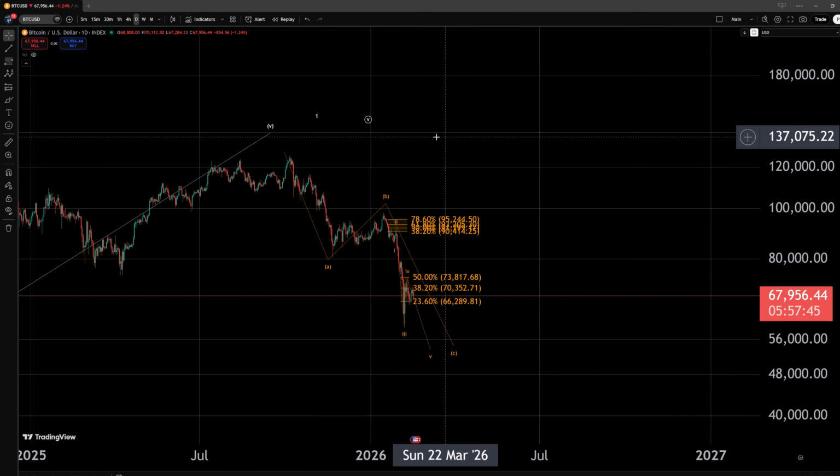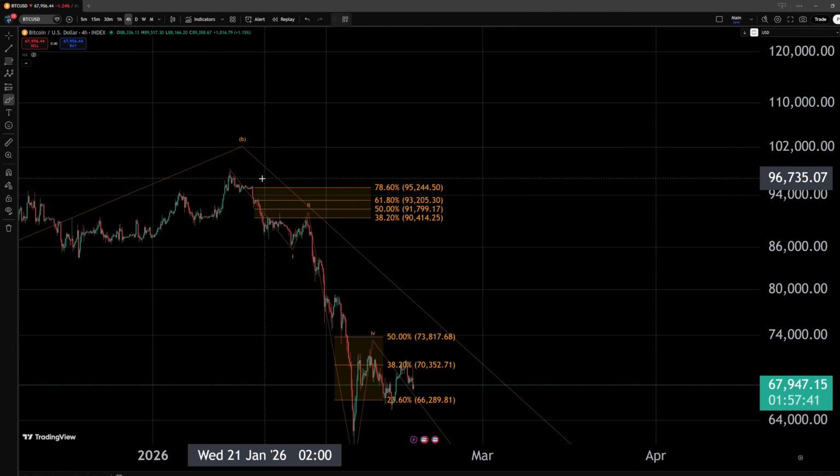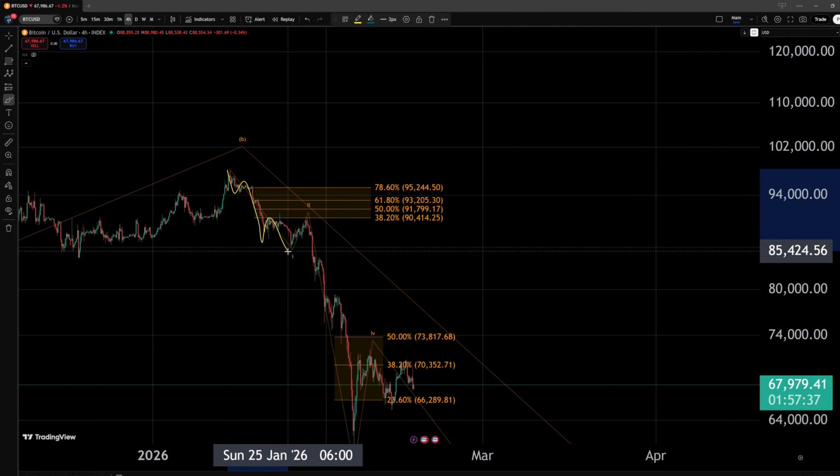Now, back to the chart. Within this structure, we have identified very clearly, very early on, that we had an initial 5-wave move to the downside within this area.